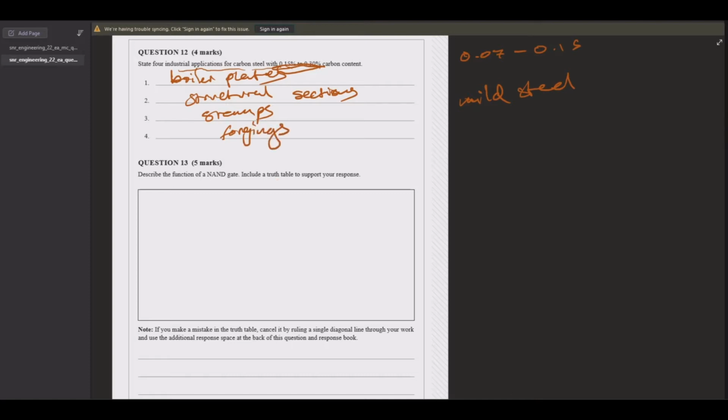So what have they said? They've said exactly that. So there we go. Easy 4 marks. If you know this, if you know your steels, it's easy marks.